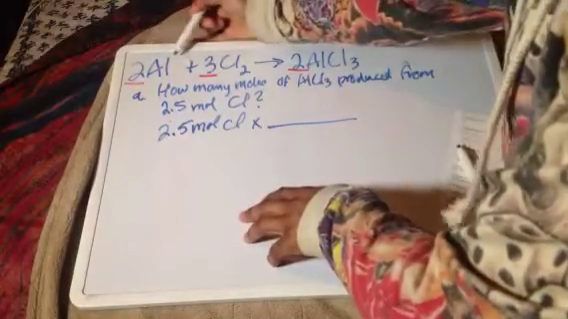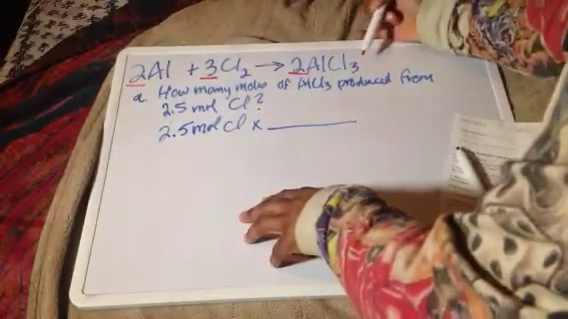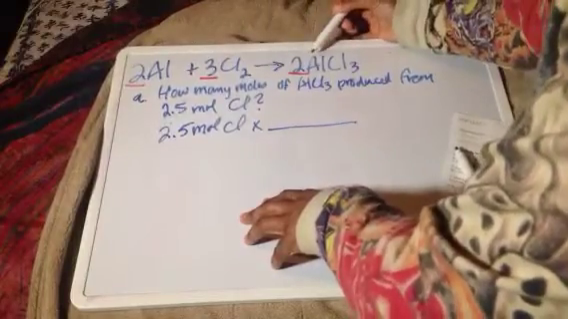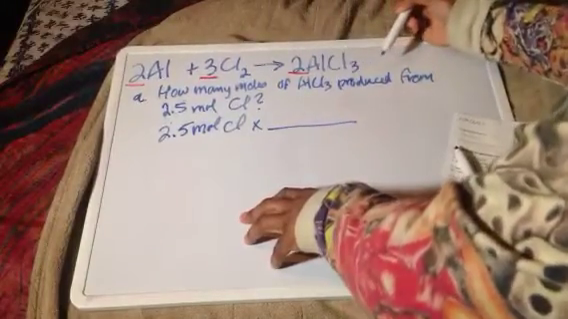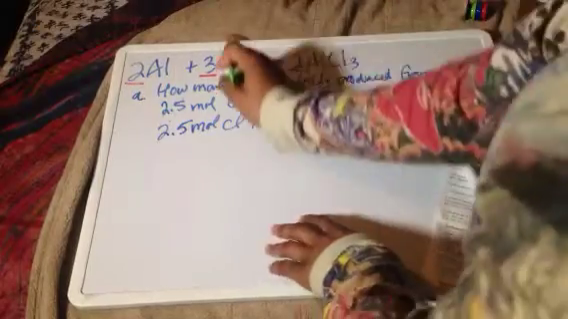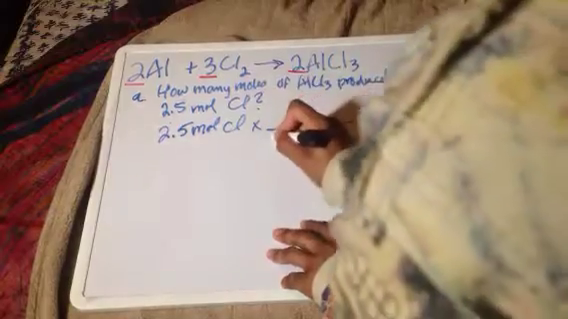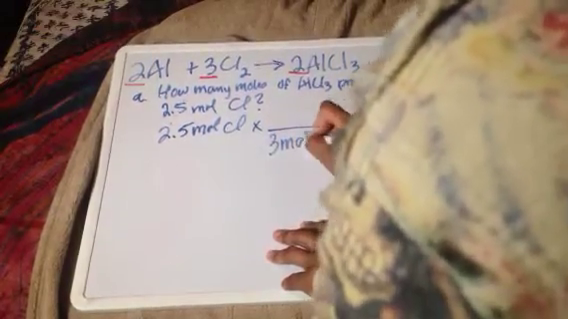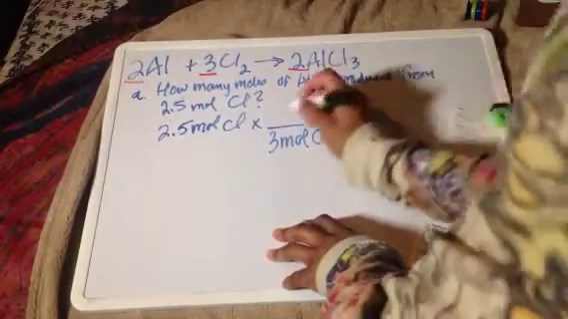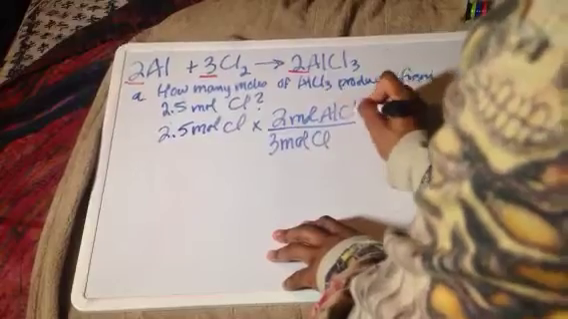Again, 2 moles of aluminum will give us 2 moles of aluminum chloride. 3 moles of chloride gives us 2 moles of aluminum chloride. Okay? So that means that based off of this, we know that 3 moles of Cl will give us 2 moles of aluminum chloride.